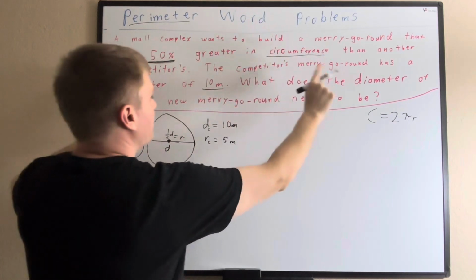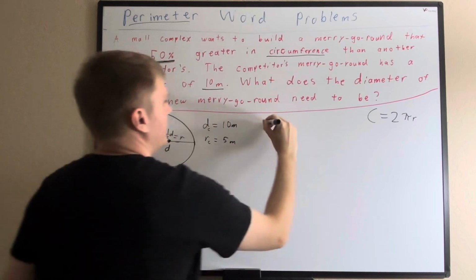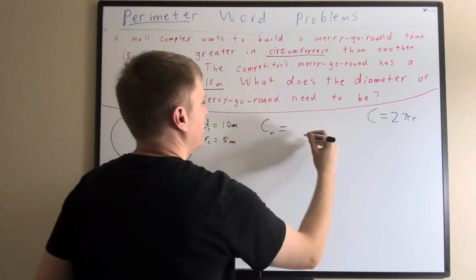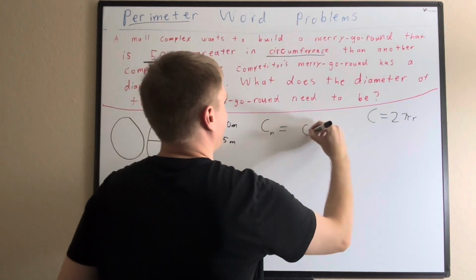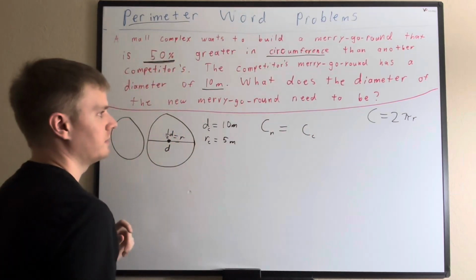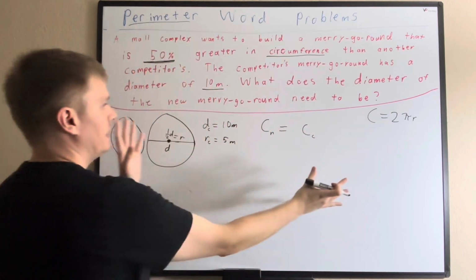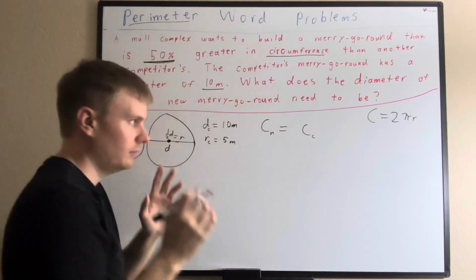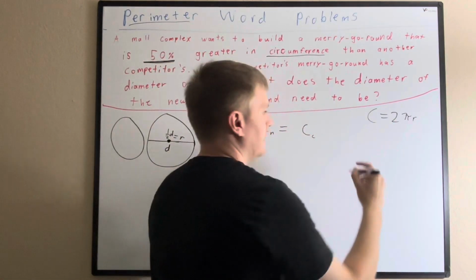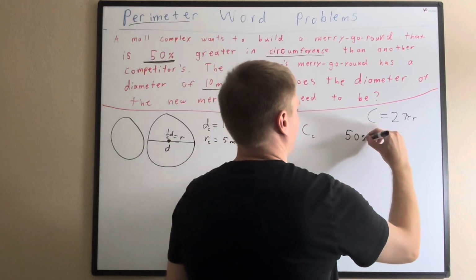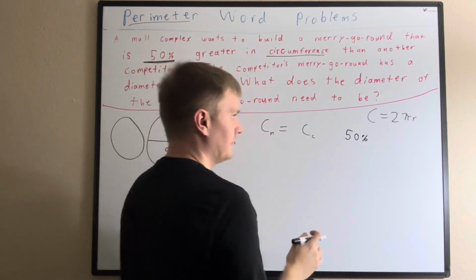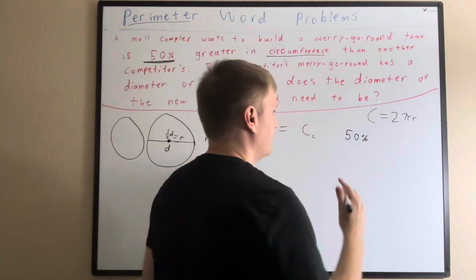Oh, they want it to be 50% greater. Ooh, this is tough here. They want the circumference of the new merry-go-round to be equal to the competitor's merry-go-round circumference, but greater by 50%. Okay, well, what is 50% in decimal form, right? Because we need a number here. We can't just multiply it by 50. It's not going to be 50 times greater. It's only 50% greater.